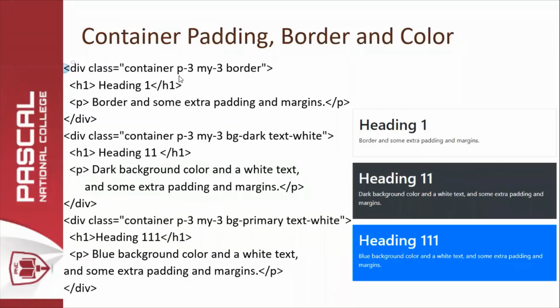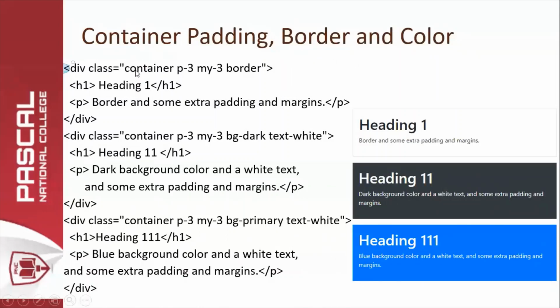See, this 3 is for padding, and this is for the margin and borders. So this is the second heading with some dark background color and the white text font. Similarly the last one, this is with some background of primary. By default it shows you a blue background color and text is white. So this way you can differentiate.